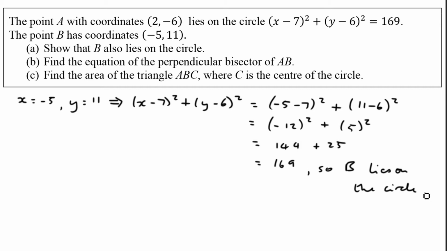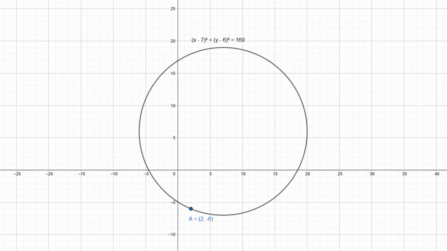Let's illustrate what we've got so far. We have a circle with an equation we're given. The point A with coordinates 2, negative 6 we're told is on that, and we have just proved that the point B with coordinates negative 5, 11 is also on the circle. Let's let the centre of the circle be the point C, and because we understand how to use the equation of this circle, we know that the coordinates of C are 7, 6.